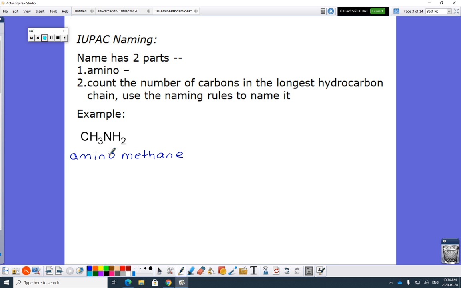The other way is more like what we've been doing, where you name the longest chain and add an ending. So this is meth. So methane, drop the E and add amine. Yeah, it sort of mixes it up. So you can choose to do this either way, okay?